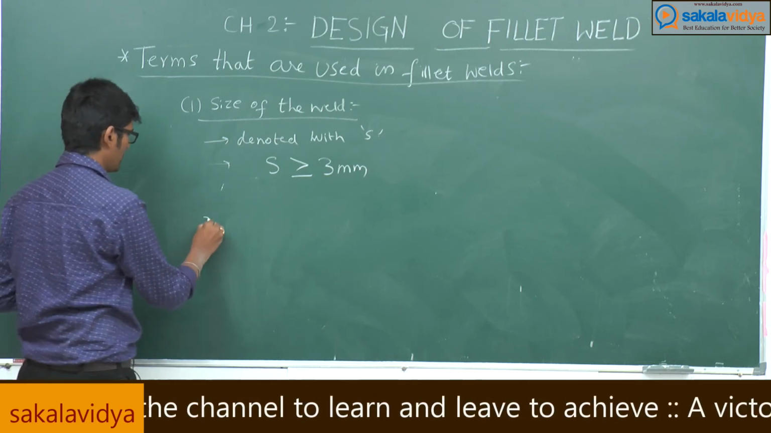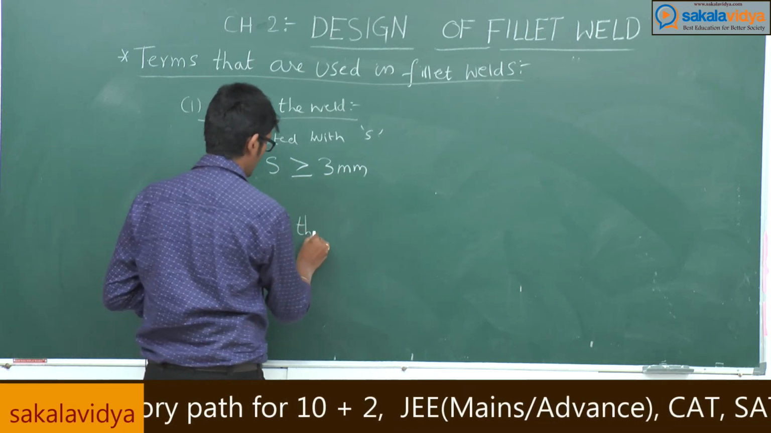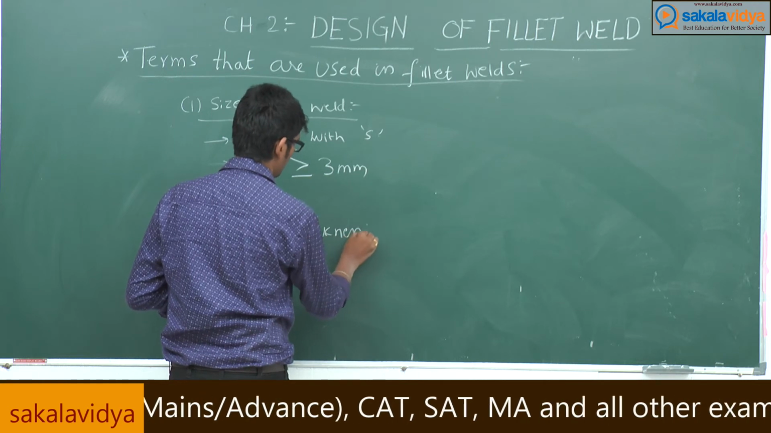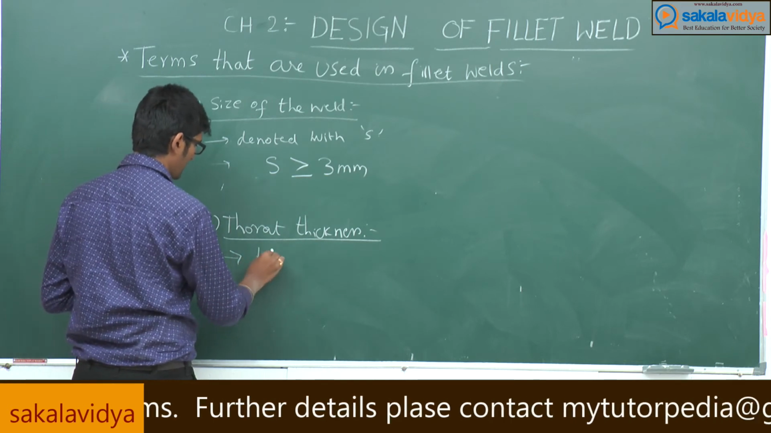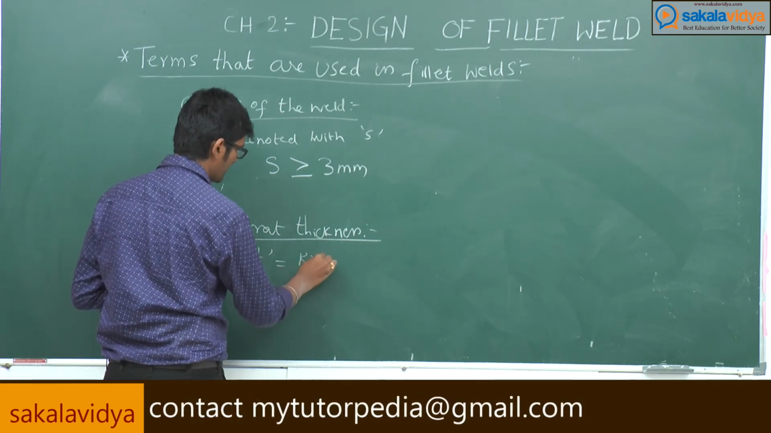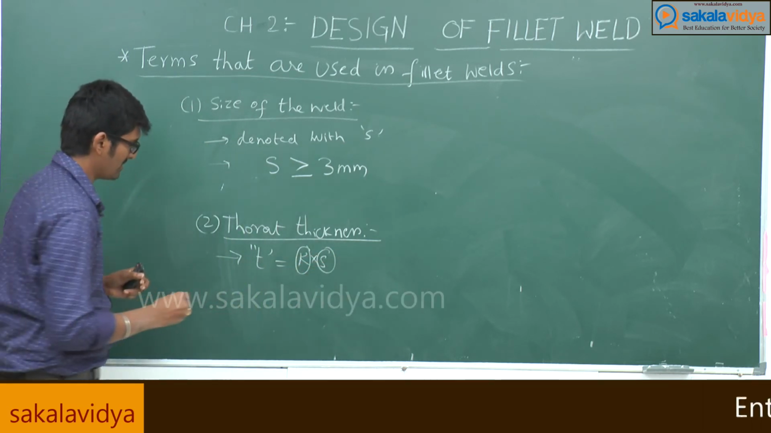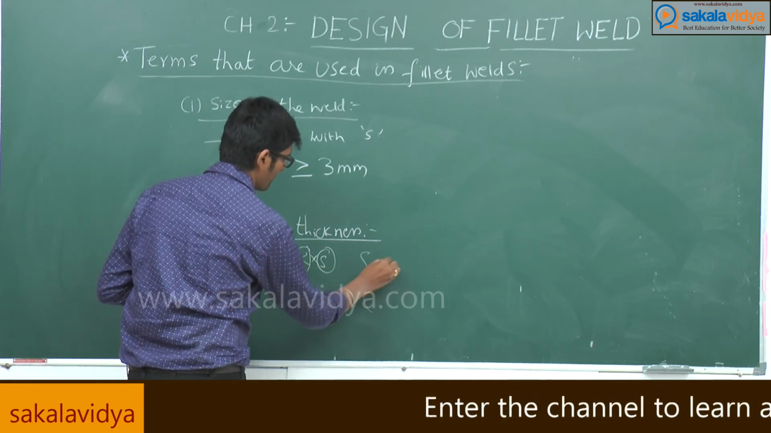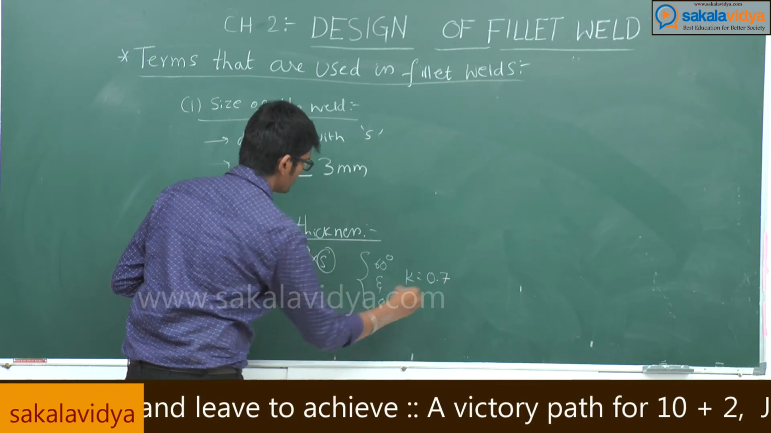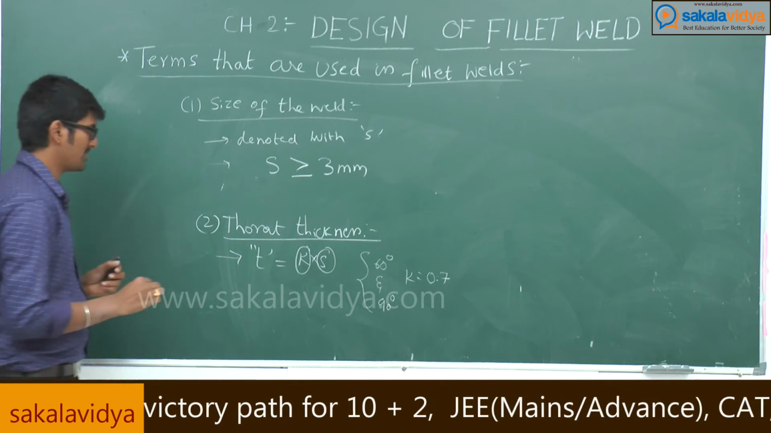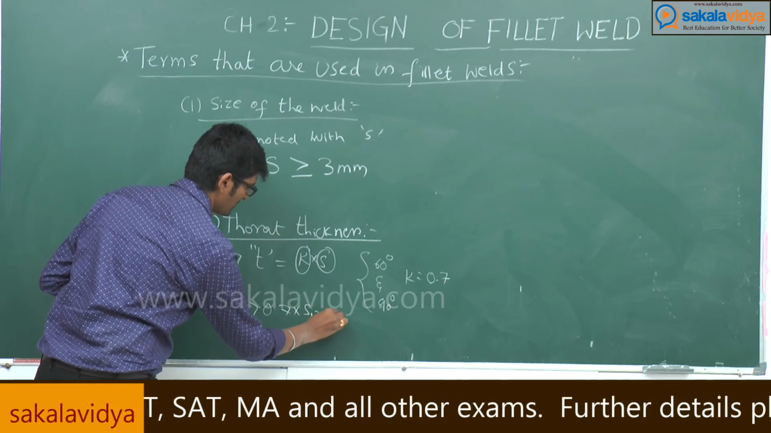The next one is the throat thickness. It is denoted with T. It is equal to K into S, where K is a constant and S is the size of the weld. For 60 degrees and 90 degrees, K is equal to 0.7. So the formula for finding the throat thickness is: throat thickness is equal to 0.7 into the size of the weld.